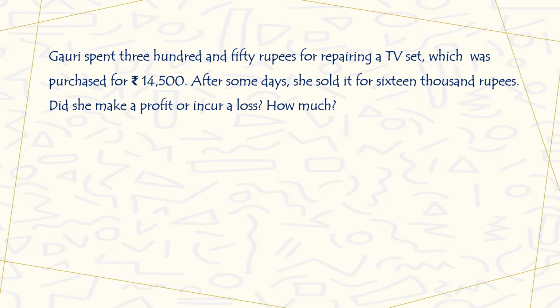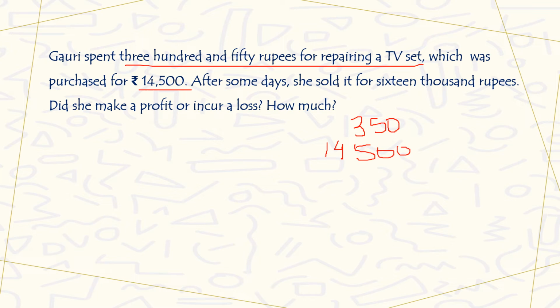She had spent 350 rupees on repairing a TV set. So this much is clear. Okay, this part is clear. Which she purchased for how much rupees? उसने खरीदी थी उसे 14,500 rupees में. Okay, so she had purchased it for this much rupees. That means total उसको कितने का पड़ा ये TV?